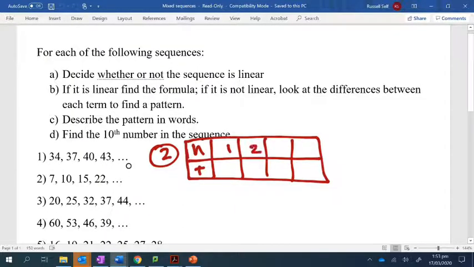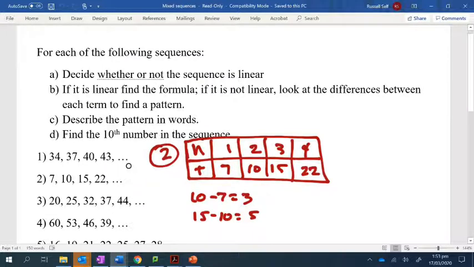First, second, third, and fourth: 7, 10, 15, 22. So first we'll test if it's linear. The test for linear is to simply do a common difference. It's not. 10 minus 7 is 3. 15 minus 10 is 5. Automatically we see that it is not linear, right? So the answer to the first part is that it's not linear.